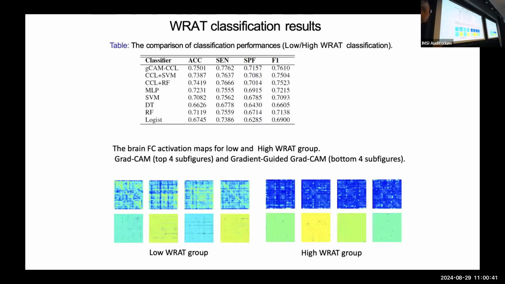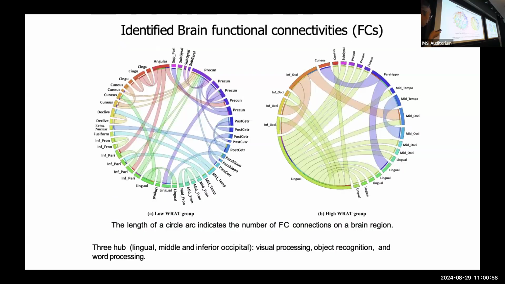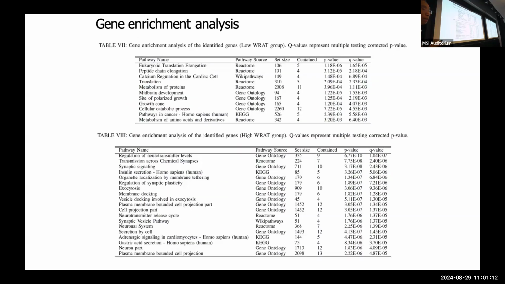Let me skip these slides. At the end, we apply our method to identify important genomic biomarkers underlying different intelligence. We found three important regions which show the difference between the low IQ and high IQ groups. We also identify important genes, perform gene enrichment analysis, and link with genomic pathways.